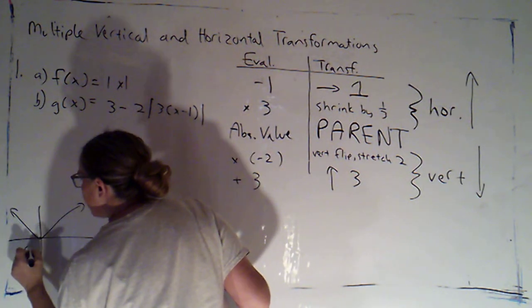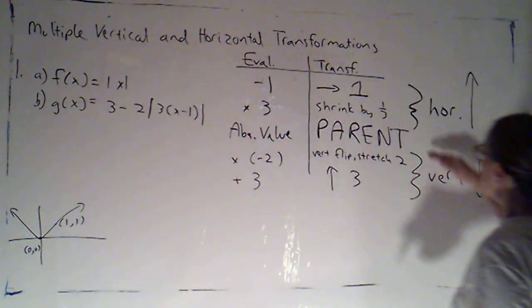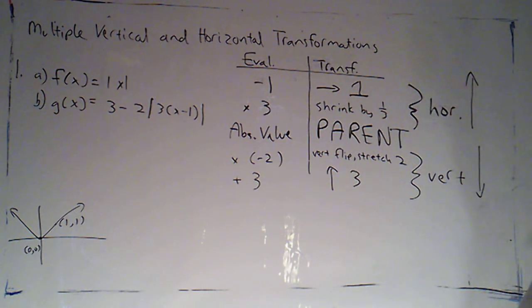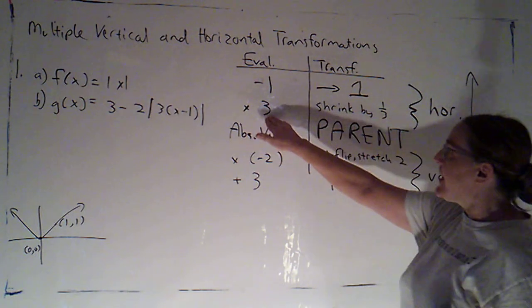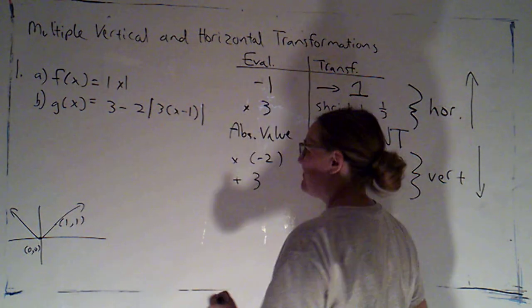So we started with our point 0, 0 and 1, 1. So the first horizontal transformation I'm doing is shrinking things by a factor of 1/3. So I'm going to take my x values and I'm doing the opposite of multiplying them by 3. I'm dividing them by 3.